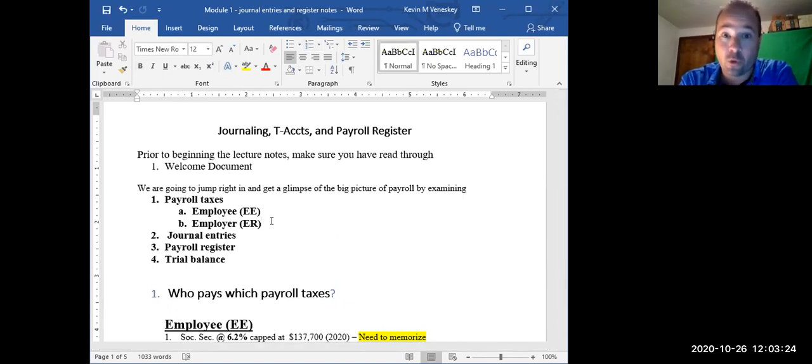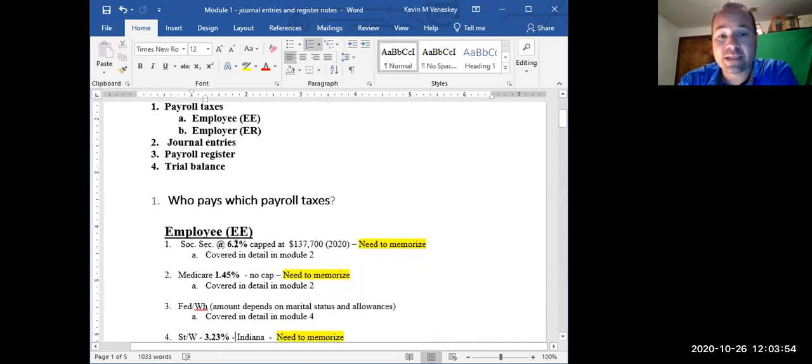Not only do they pay your taxes because they take it out of your paycheck and then pay it, that's kind of like sales tax. It's not really their money. They're taking it out of your check and then passing it on, but they're also paying their own. We're going to look at how to journalize that and put those into the T accounts or the general ledger. And then we're going to make a trial balance. And then finally, we're going to look at the payroll register.